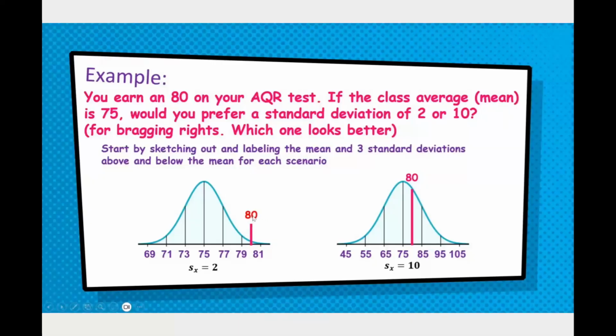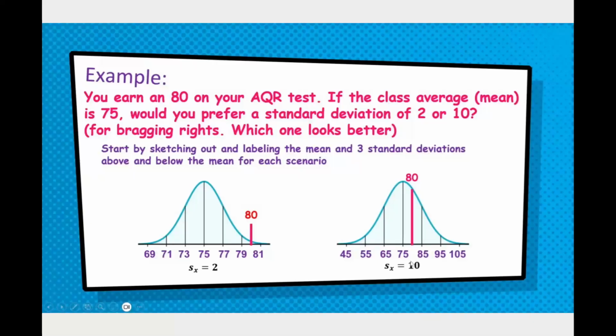And then on the right side, we have a standard deviation of 10. I like using this example because I think it helps visualize what standard deviation is. So if you actually made an 80 on your test, where would that fall in each one of these? An 80 would be right here, and 80 would be right here. In this case, which one of these looks better? If you were to go home and talk to your parents about how proud you were of your 80 on your test, which one of these would you say is better for bragging rights?